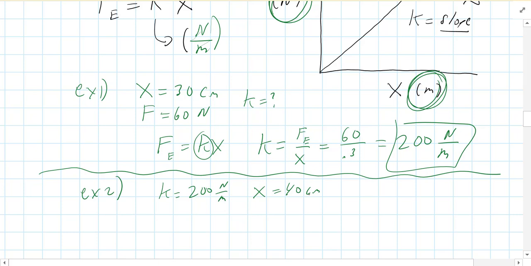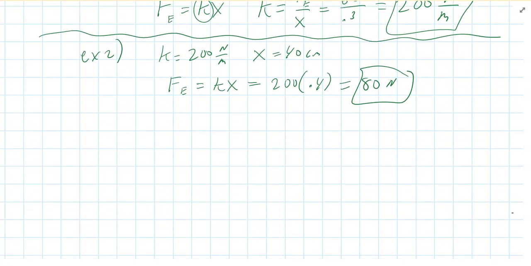All right. Well, again, we're using the same equation, Fe equals Kx. And this time I want F, and so I've already solved for it. So I take K, which is 200. And again, you got to write X in meters, which is 0.4. And you're going to get 80 newtons. Okay. So that would be how much force you got to apply to stretch the spring 40 centimeters.